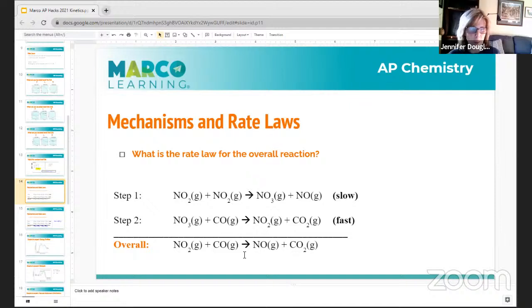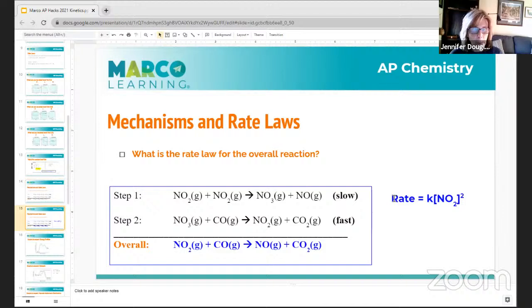Well, if they give you the mechanism, now you're able to write the rate law based on the slow step. And so what you do is you look at the slow step right here, and now you just say that the rate law is rate equals k, our rate constant, times how many NOs do we have? Two of them. So NO squared, that's it. So the rate law for the overall reaction doesn't even include the carbon monoxide. It would look like this. Rate equals k times NO squared. And that's the rate law written based on the molecularity of the slow step.